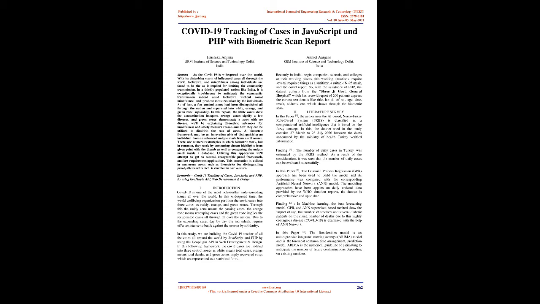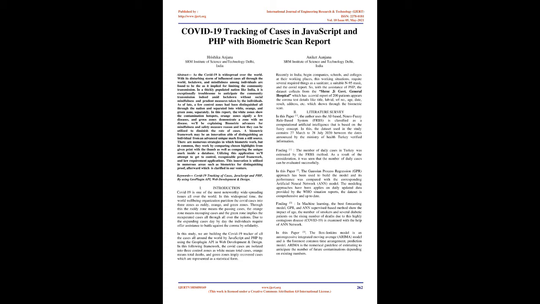Introduction. COVID-19 is one of the most noteworthy widespreading issues all over the world. In this pandemic time, the World Health Organization divided the COVID cases into 3 zones as red, orange, and green zones. Through this, the red zone means the death cases, the orange zone means recovering cases, and the green zone means the recovered cases all over the nations.